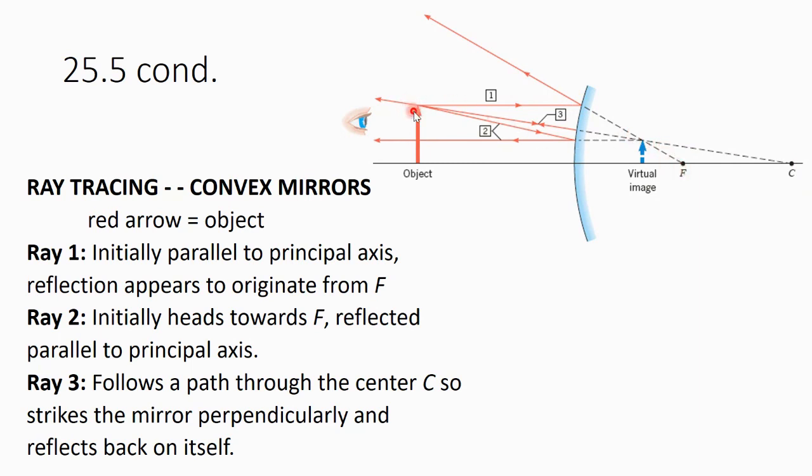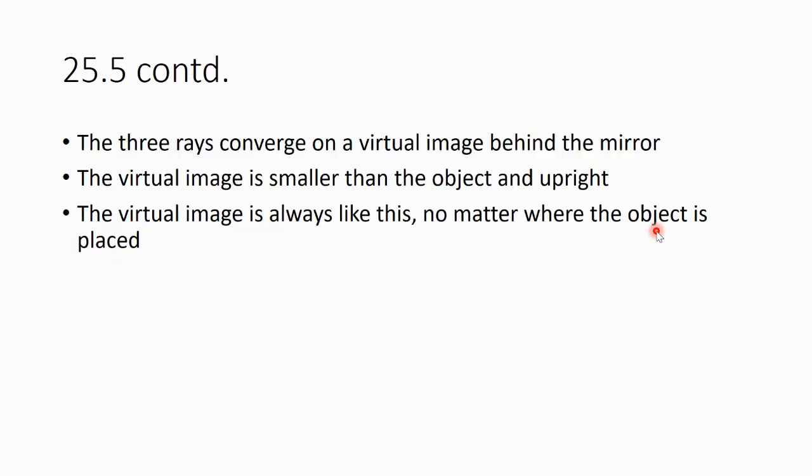The second one initially heads towards that focal point, but then bounces off parallel. So you can see that parallel part was extended there. And then the third one goes like it's going to go through the center. So that part was extended here and then bounces off the mirror perpendicularly. So because the reflections don't physically intersect, we have to have their extensions, their dashed lines, intersect on the right here. So then we have a virtual image, which in this case is smaller and upright.